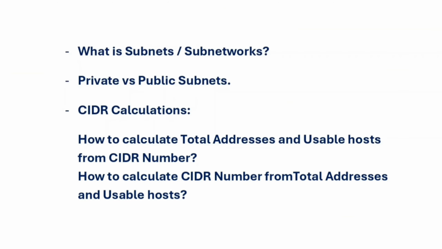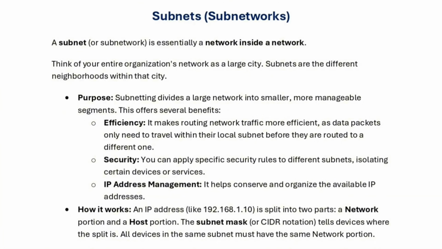11000000. So the topics are: what is a subnet or subnetwork, what are private and public subnets, CIDR calculations, how to calculate total addresses and usable hosts from a CIDR number, and how to calculate the CIDR number from total addresses and usable hosts. So what is a subnet?